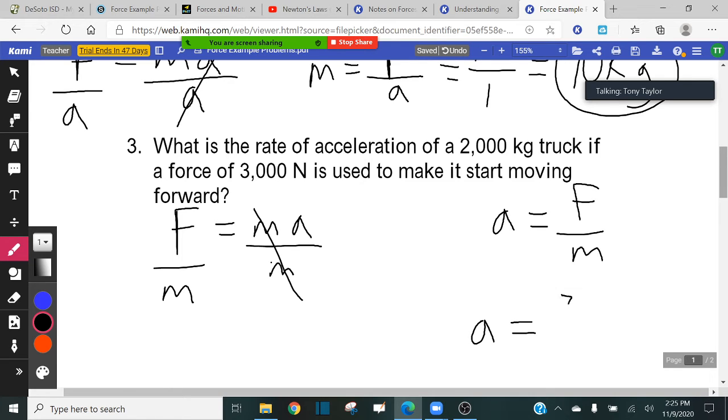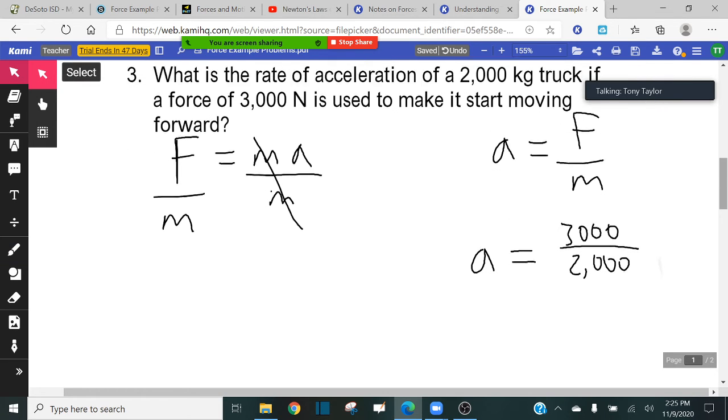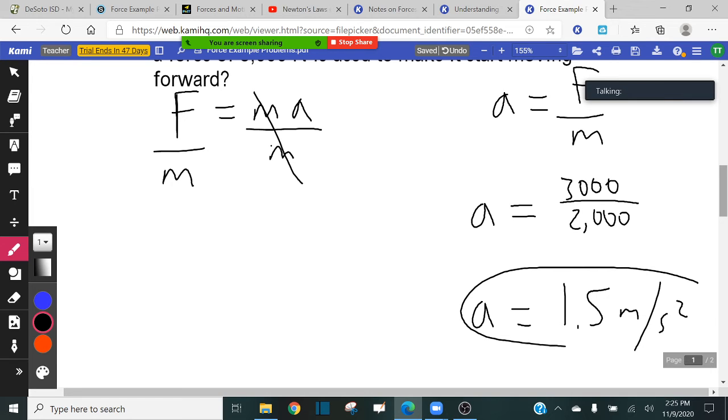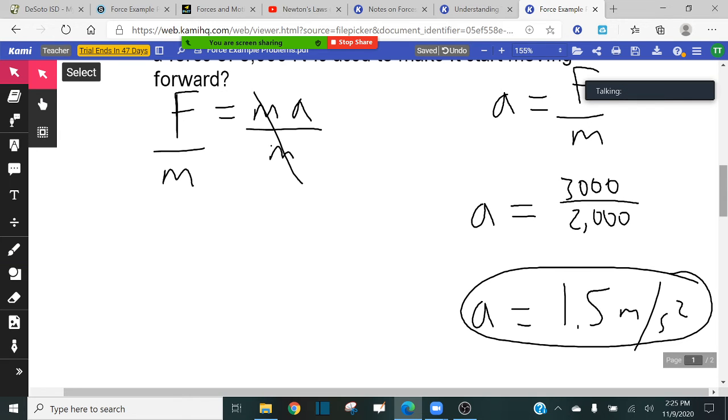So here, if my force is 3,000 newtons and my mass is 2,000 kilograms, if you do the math there, 3,000 divided by 2,000 is 1.5 meters per second squared. Make sense, everyone? Yeah. All right. One more. We're going to do one more.